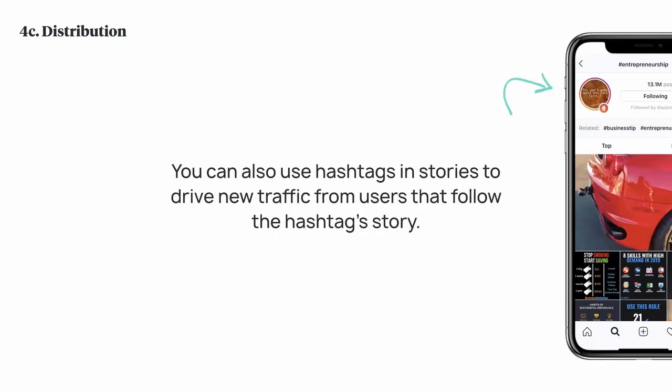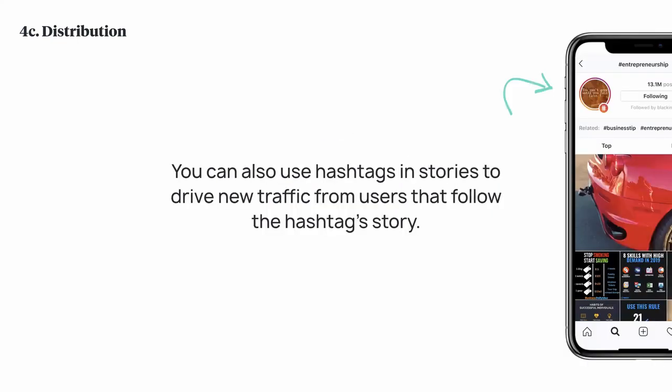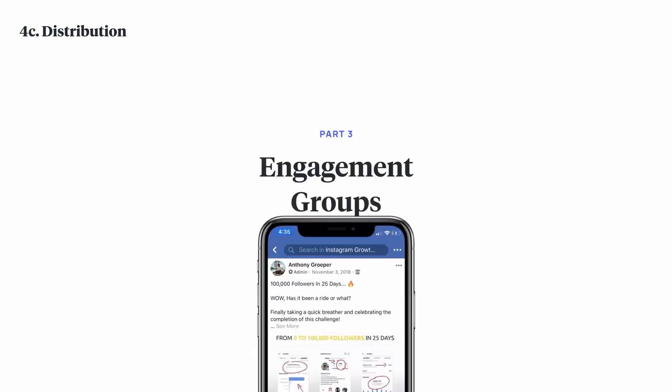All right. You can always use hashtags. You can also use hashtags in stories to drive new traffic from users that follow the hashtag story, right? And that'll help you. If you click on this little circular icon in the top right-hand corner, you can see for each hashtag what the competition is, and you just use the hashtags that'll give you a good amount of engagement.